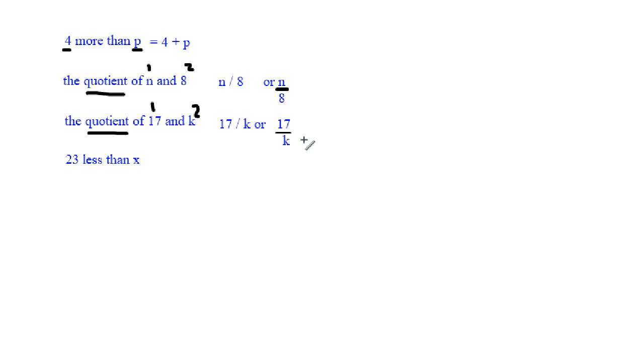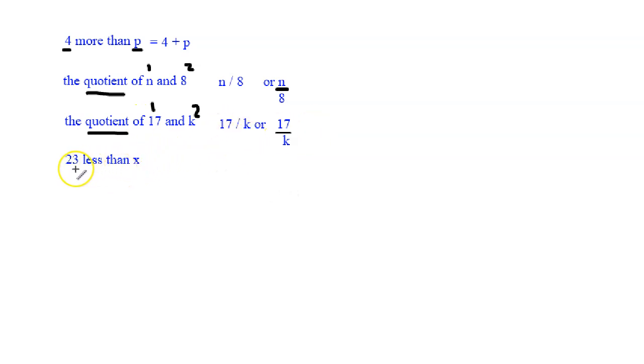Some people use the colon for ratio. We won't talk about ratios until later in the topic of Algebra 1, and dealing with proportions is when we really deal with that. But ratios we're not going to use here because we're going to use division.